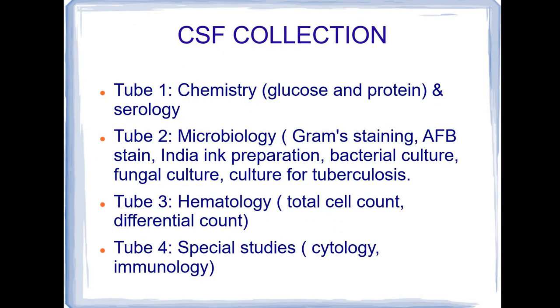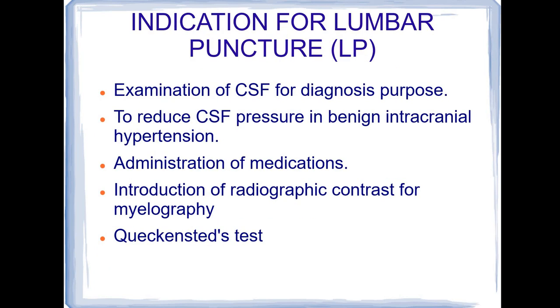Once the fluid starts dropping, we collect the samples for analysis. Basically you make use of 4 tubes. One tube is for chemistry, where you do the glucose and protein examination. Also you can do the serology. The second tube is for microbiology, where you do various tests like gram stain, AFB, India ink preparation, bacterial culture, fungal culture, and also culture for TB. The third tube is for hematology, where you do the total cell count and the differential count. And the last tube is for special studies like cytology and immunology. So you have taken out all the samples, and I've told you how to do it.